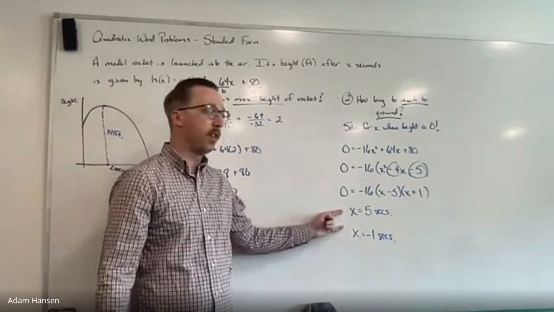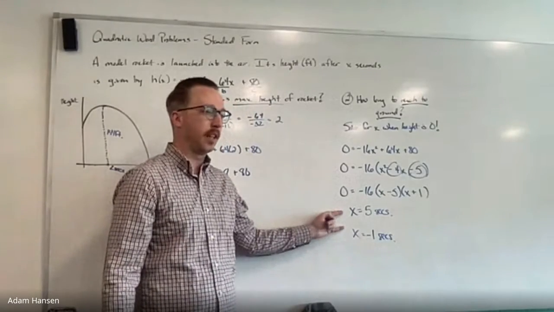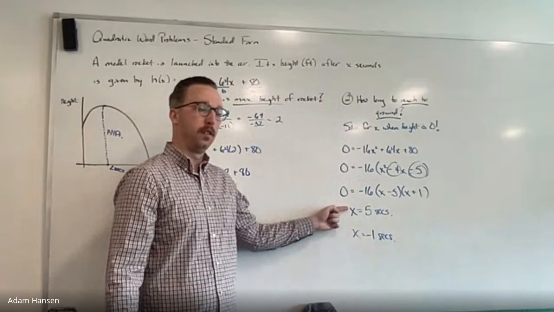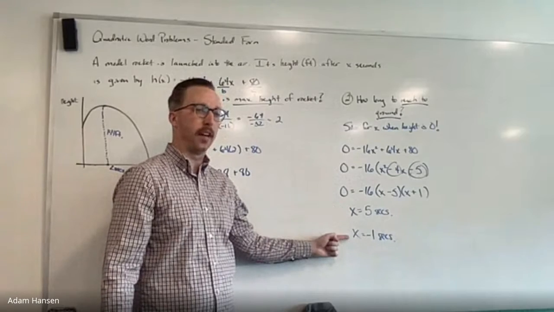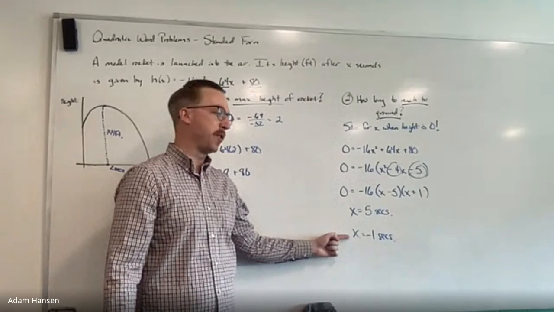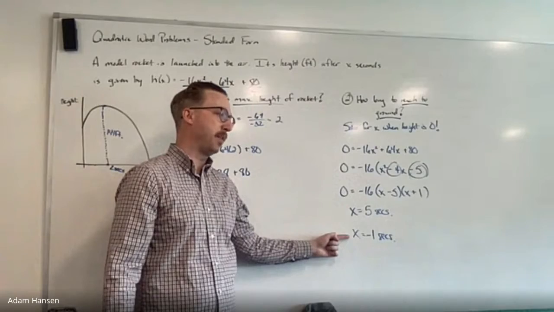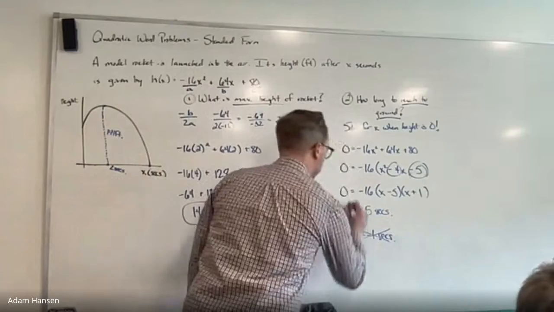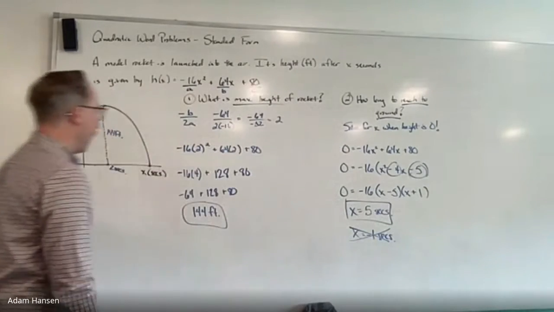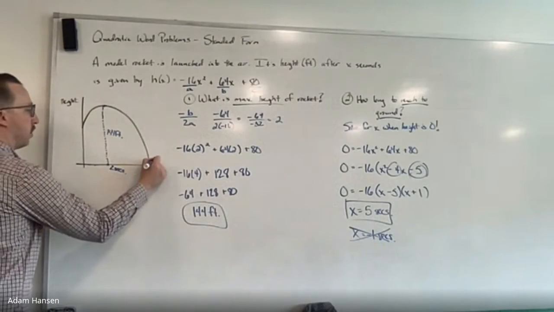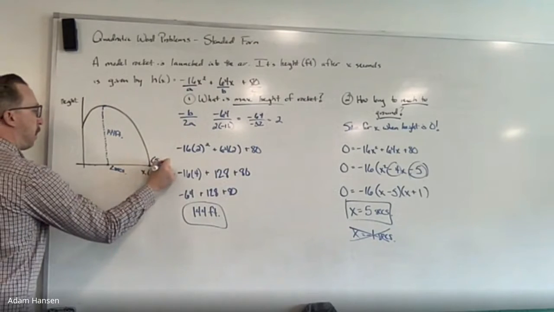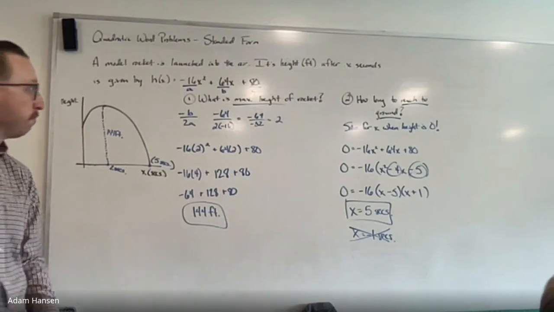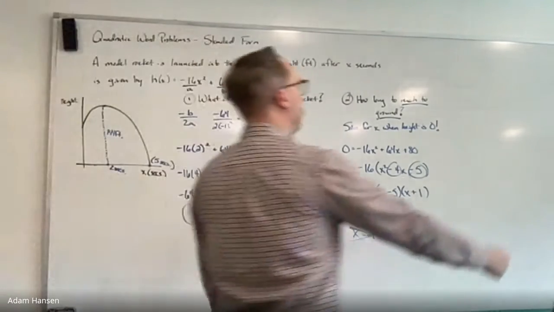One of those is right, one of those isn't. Which one makes sense given the context that we're talking about? Negative 1 seconds or 5 seconds? 5 seconds. Why not the negative 1 second? Can't go backwards in time, right? Negative 1 seconds happened earlier. We're talking about positive values. It hits the ground after 5 seconds. It lands after 5 seconds. All right, you guys do this.